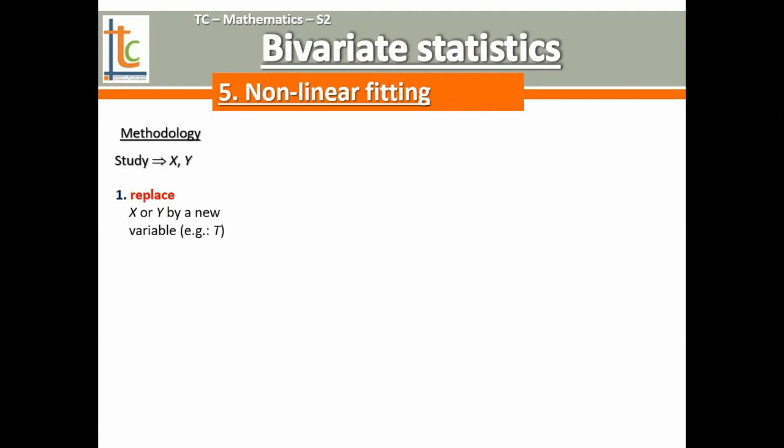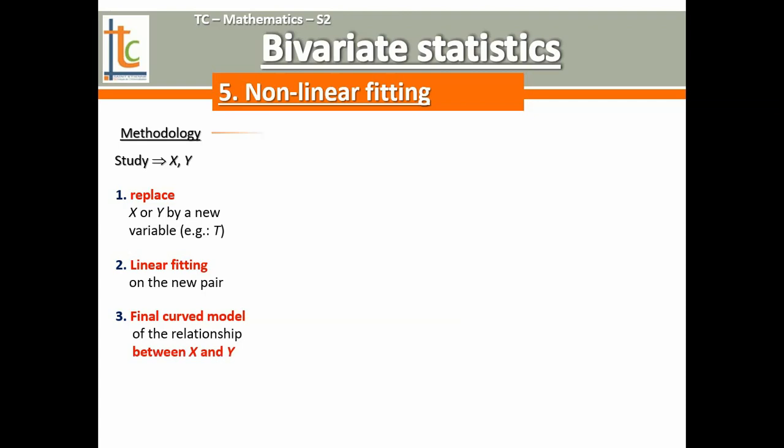So you have to perform a variable change this time in order to go to a new pair of variables after having replaced one or the other or both of the initial variables. The purpose is to establish a linear regression, a linear fitting on the new pair, if the variable change is good enough, of course, and then to obtain a final curved model of the initial relationship between x and y. We have to see that on an example because it's a bit theoretical here, of course.